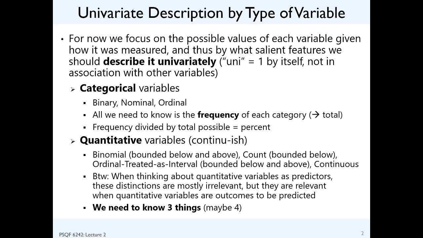Describing a quantitative variable is more in-depth because there are at least 3 things that we want to be able to convey, possibly 4 depending on who you ask. As a side note, when we're thinking about these variables as predictors, really the only thing that matters is this categorical versus quantitative distinction. When we're thinking about these variables as outcomes, then the more fine-grained distinctions of binomial, count, continuous, and that sort of thing matter, because the model has to understand when it needs to shut off and when it doesn't.